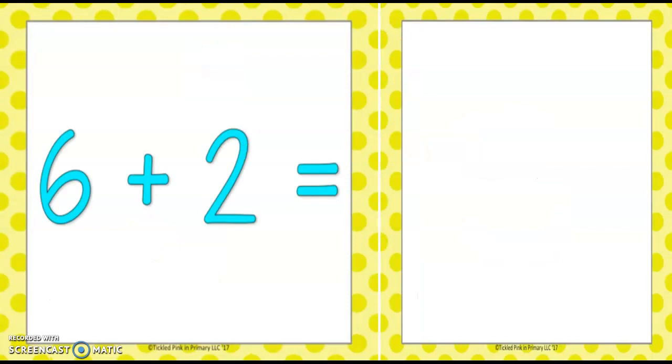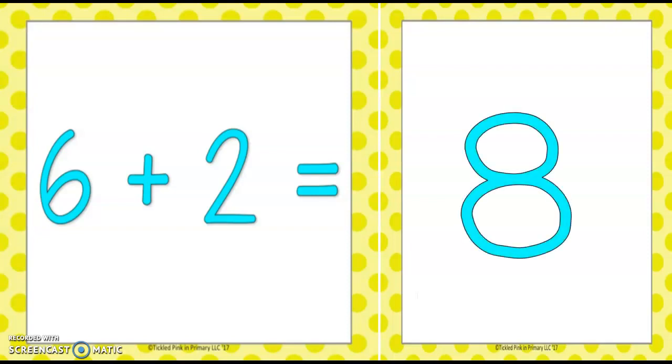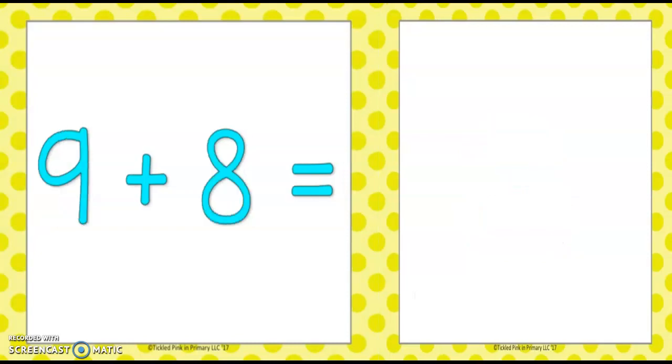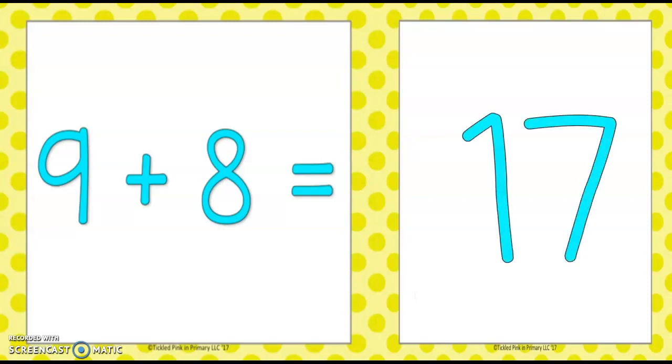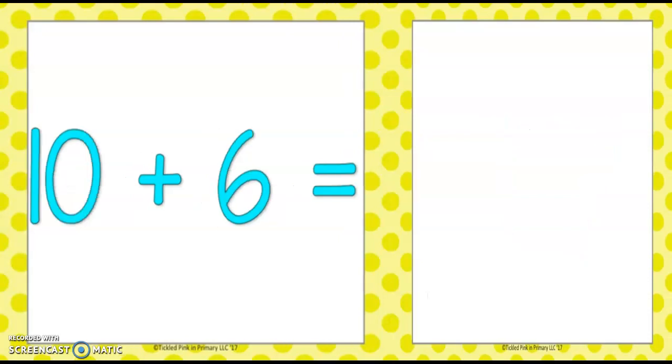6 plus 2 equals 8. Right, let's say it together. 6 plus 2 equals 8. 9 plus 8 equals, right, 17. Let's say it together. 9 plus 8 equals 17.